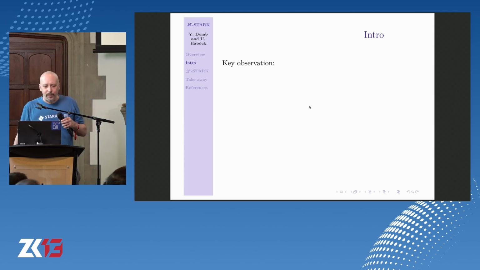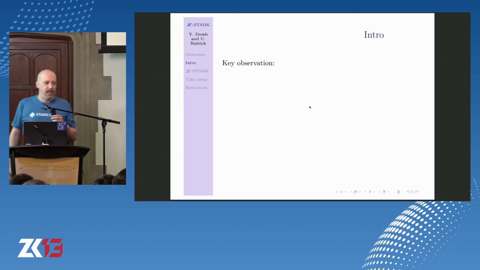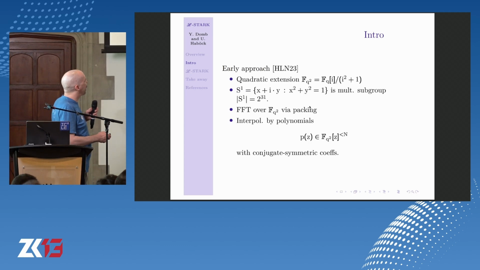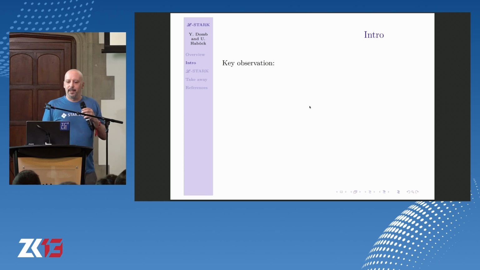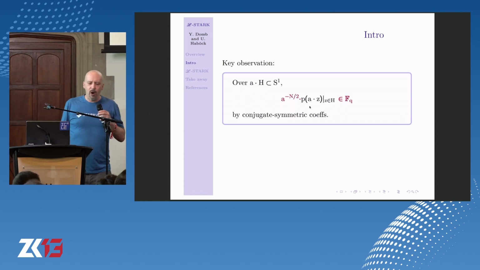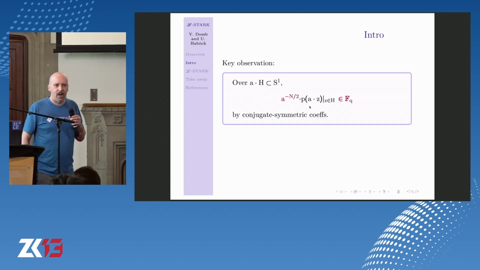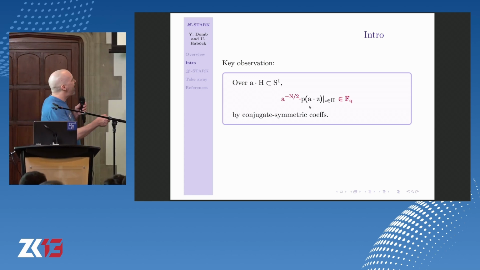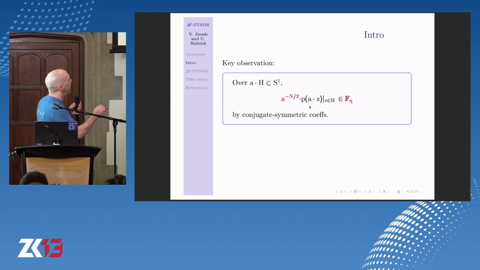So the key observation in the early work was, although, let me step back for a second. We interpolate by polynomials which have complex coefficients, but they have certain symmetry, that if we evaluate over a coset of the subgroup H where we started from, then these values are almost real again. So this is the coset evaluation. We just need one factor, one normalization, which depends on the shift factor of the coset to make it real. That means over the base field again.